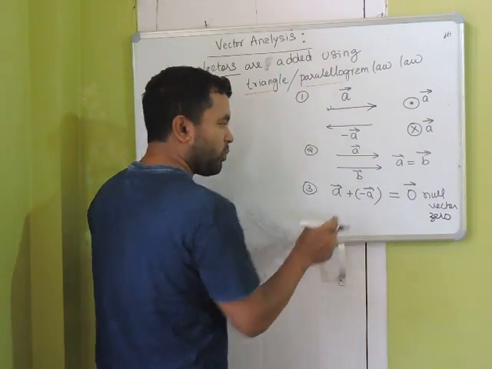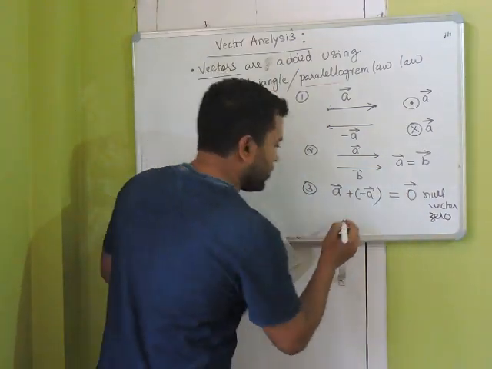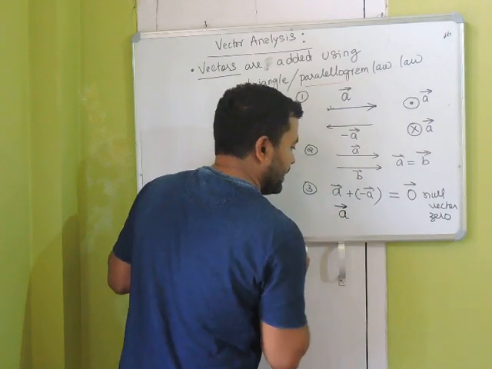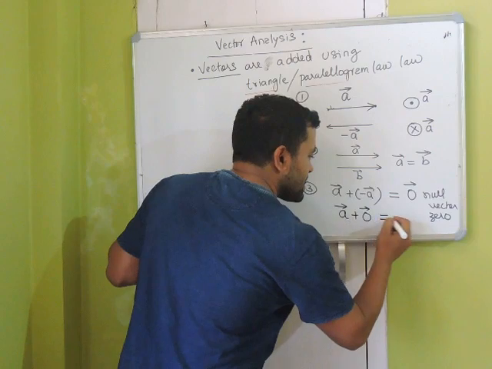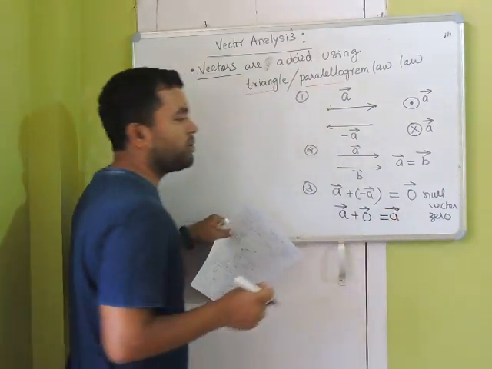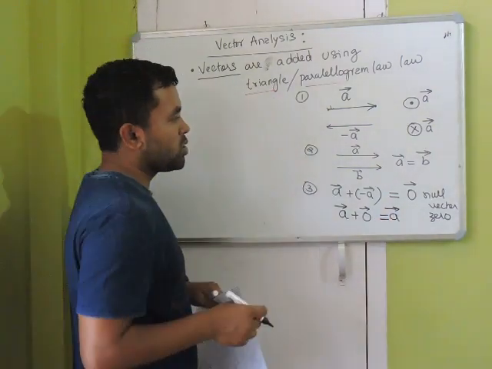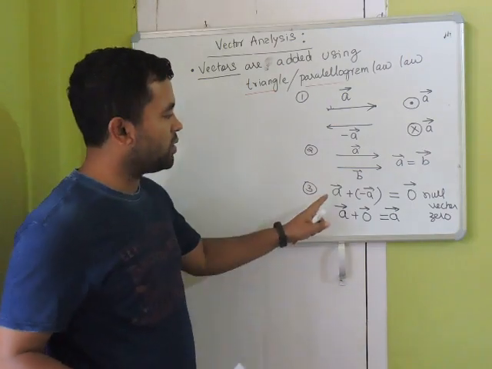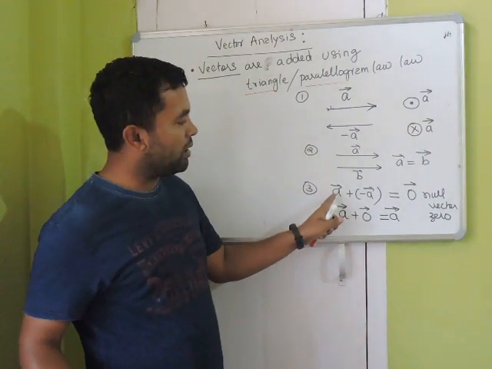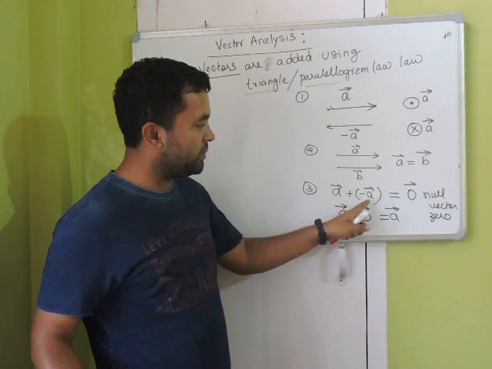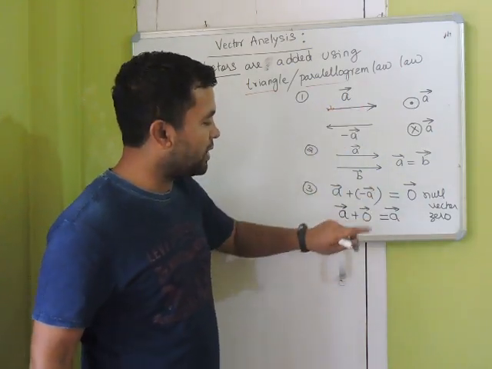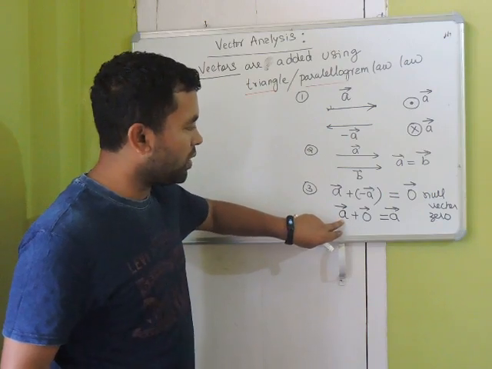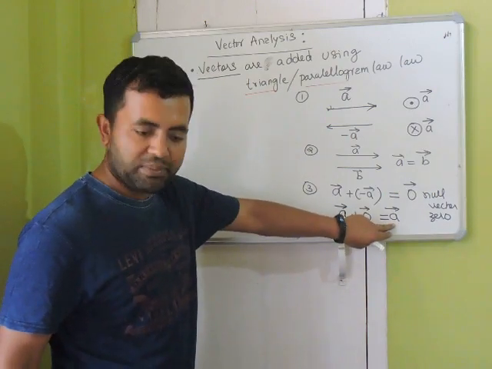Now one more property of a null vector is if you add vector A plus zero vector, you get the same vector. This is the second property of null vector. Okay, so what is null vector? If I add two vectors having equal magnitude but opposite direction, okay, magnitude means the length, then I get a null vector. If I add a null vector to a vector, then I get the same result.